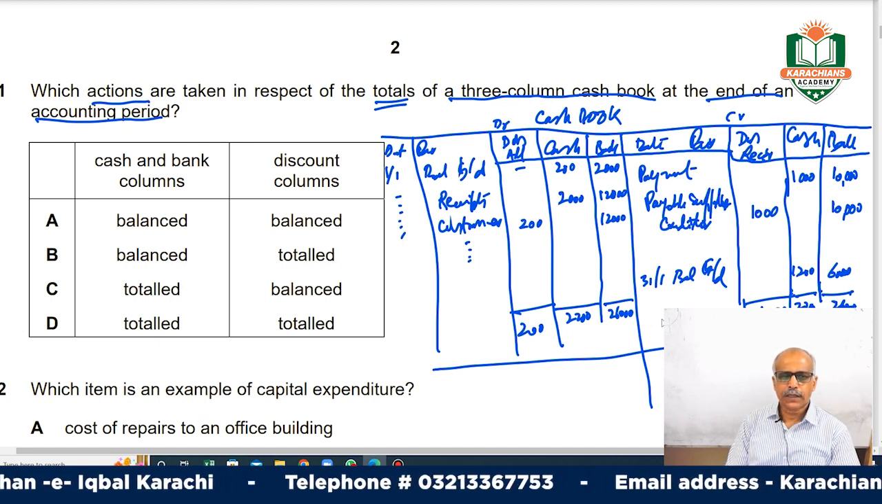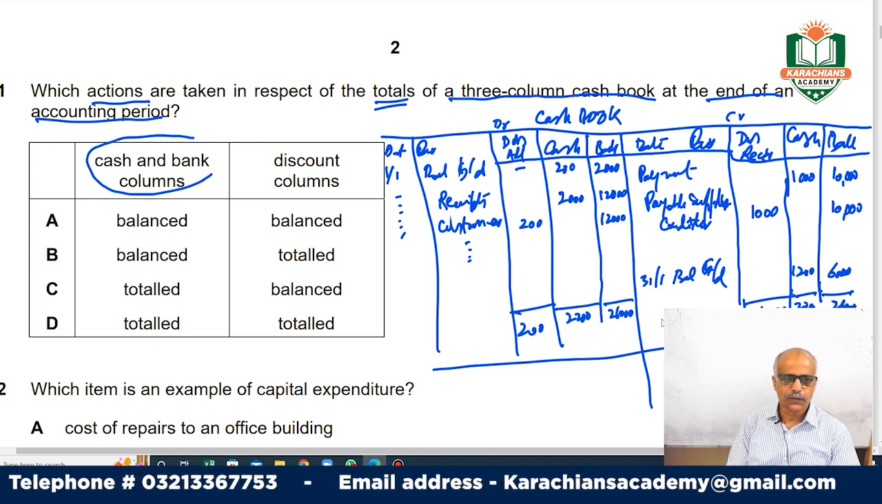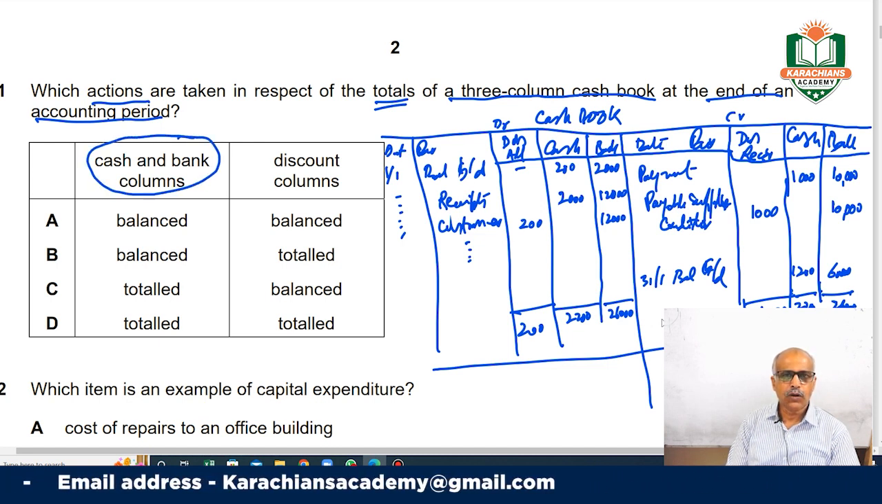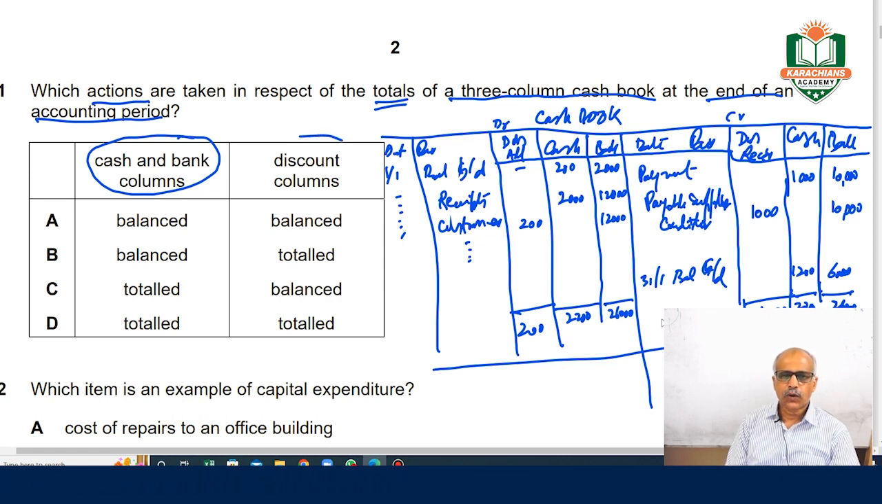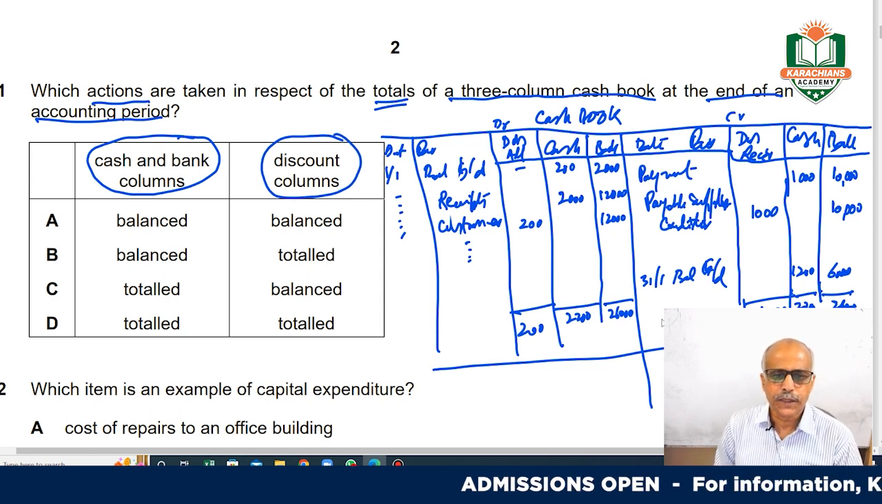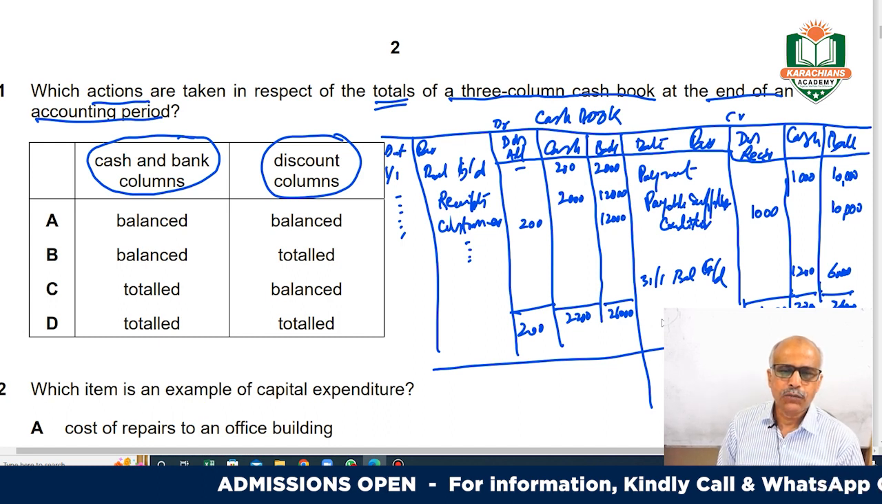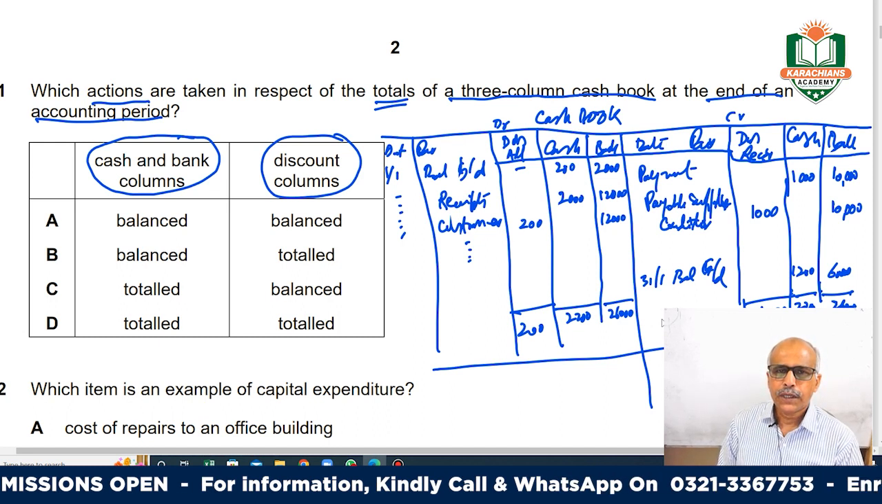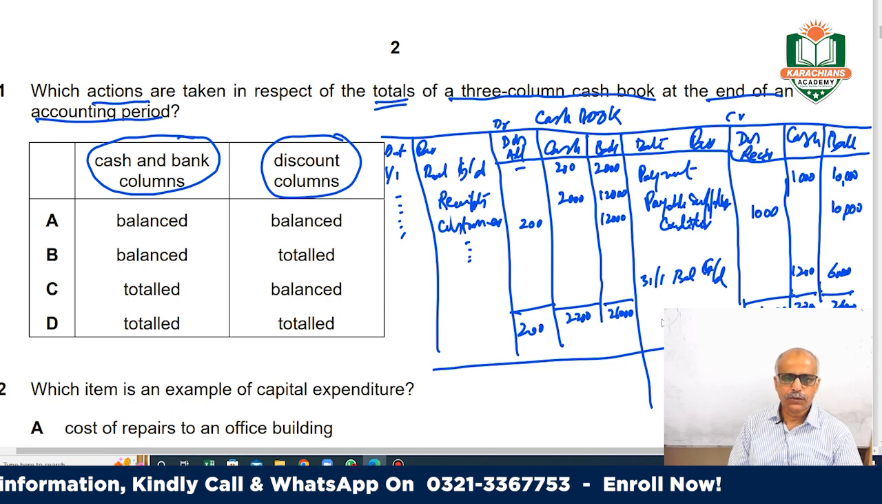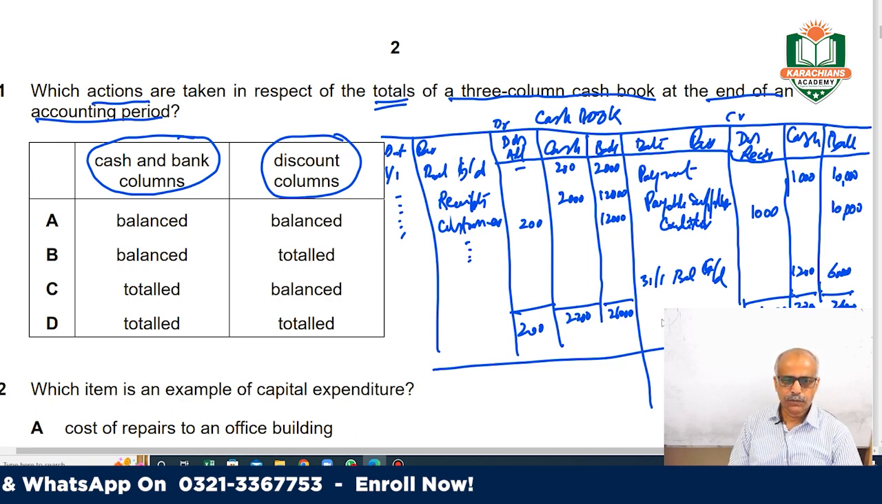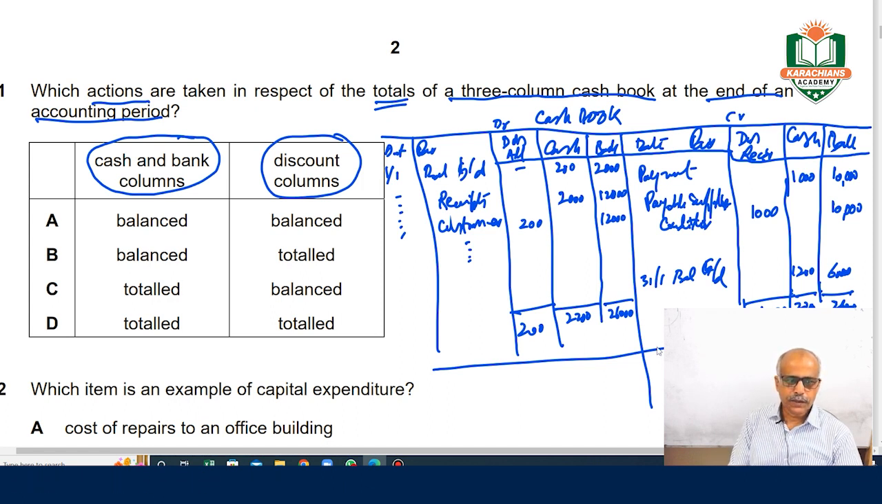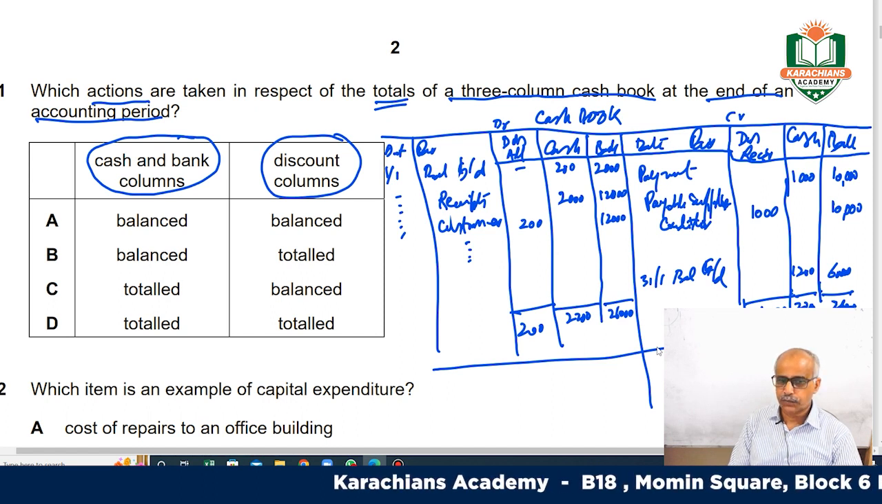You have to see what we do with the cash column and bank column of the cash book at the end of your accounting period, and what you do with the discount columns in your cash book. You have to check it and give the relevant answer. So A: cash and bank columns are balanced and discount columns are balanced.